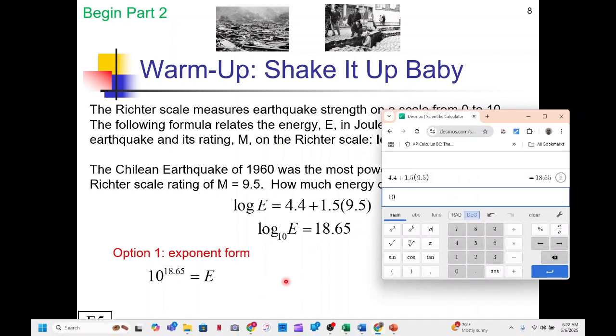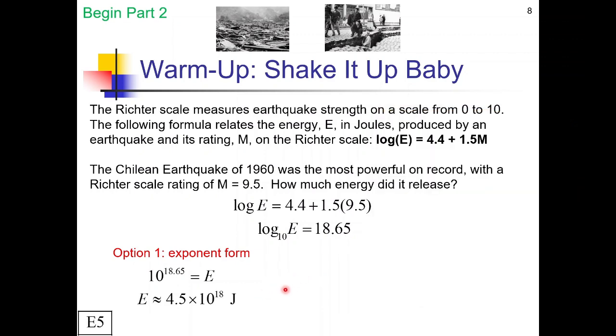So doing 10 exponent 18.65, that's about 4.5 times 10 to the 18, and that's going to be in joules.